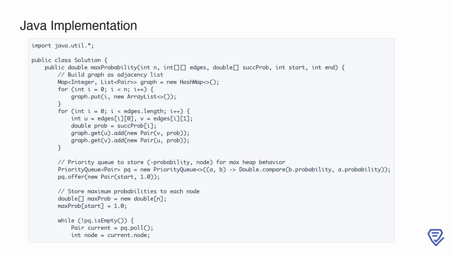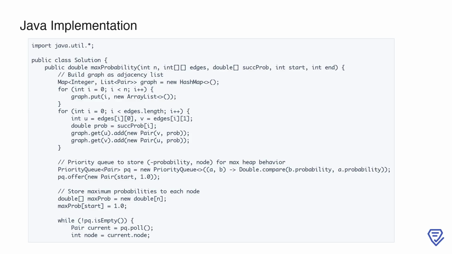Next, we prepare a priority queue to help us process nodes in order of their maximum probability. This queue stores pairs of nodes and their respective probabilities, and we configure it to behave like a max heap by comparing probabilities in descending order. We also initialize an array to keep track of the maximum probability to reach each node, setting the start node's probability to 1.0 because we begin there with full certainty.